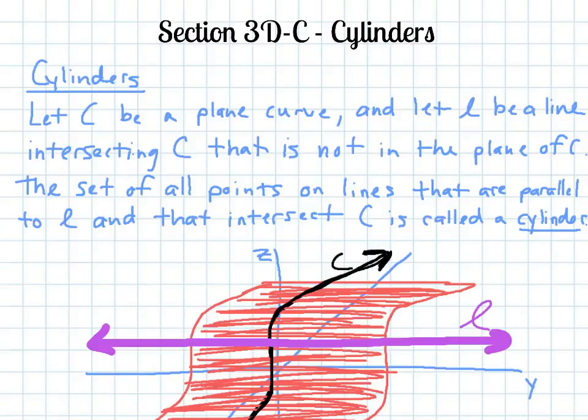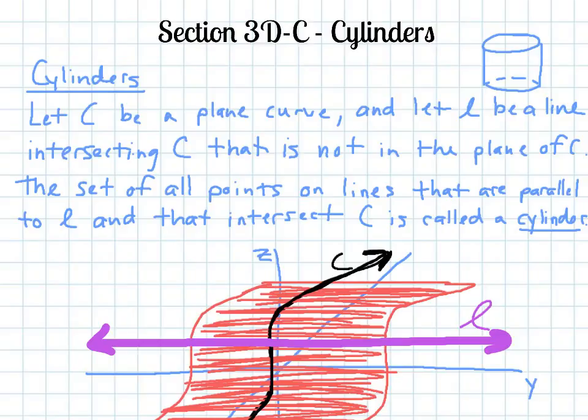Today's lesson, section 3D-C, we're talking about cylinders. Now, usually you would think of a cylinder as something that kind of looks like this. That is one of the cylinders that we can talk about, but it's not the only cylinder. So our cylinder family will get a lot bigger with this section.